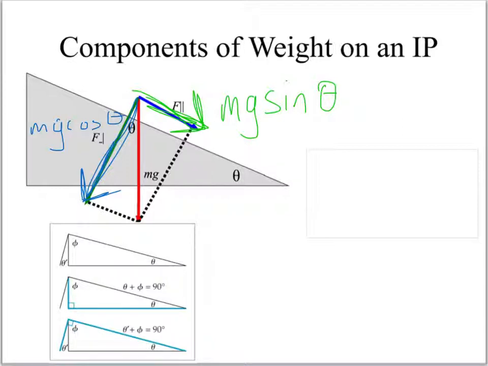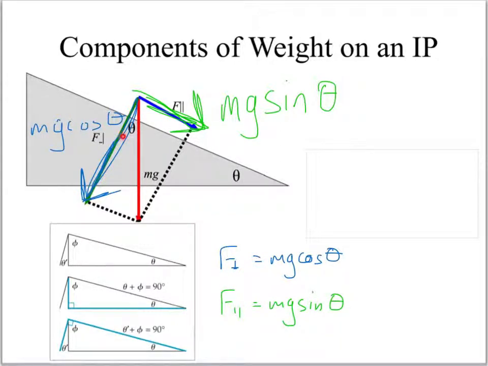Mg cosine theta. All right, and so I'm just going to write them out again. So force perpendicular equals mg cosine theta, and force parallel is going to be mg sine theta.